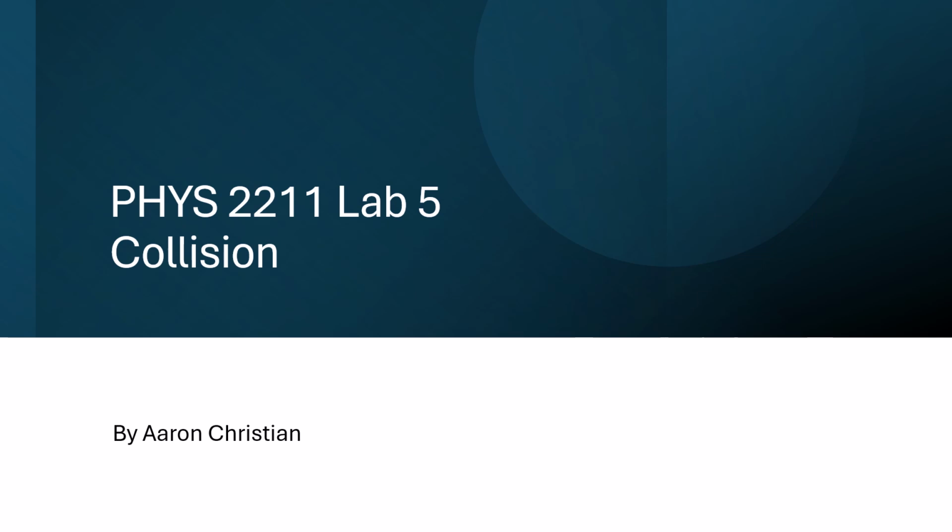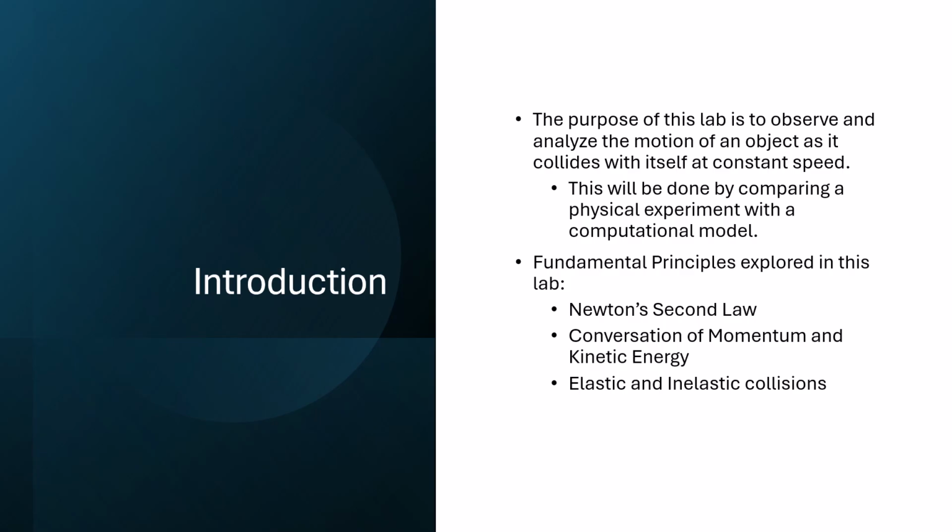Hi, I'm Aaron Christian. This is Physics 2211 Lab 5 over collisions. The purpose of this lab is to observe and analyze the motion of an object as it collides with an object that's equal to itself at a constant speed. We will be doing this by comparing the physical experiment to a computational model.